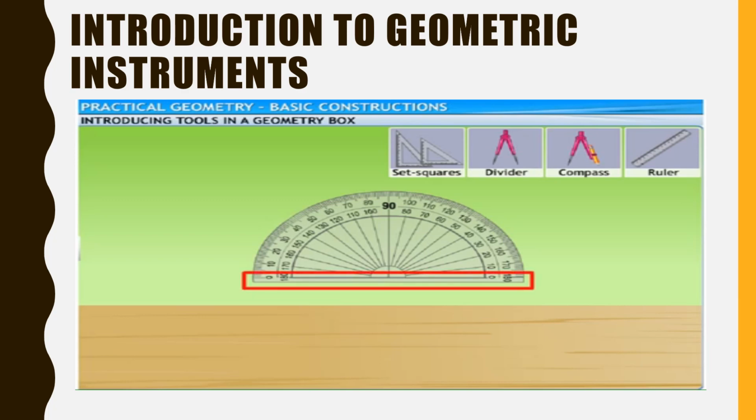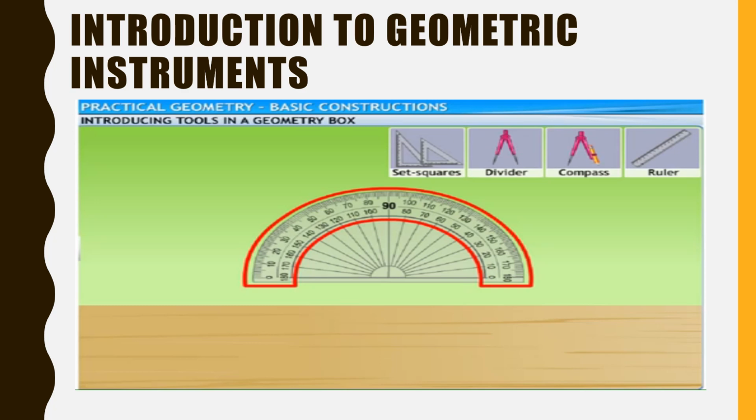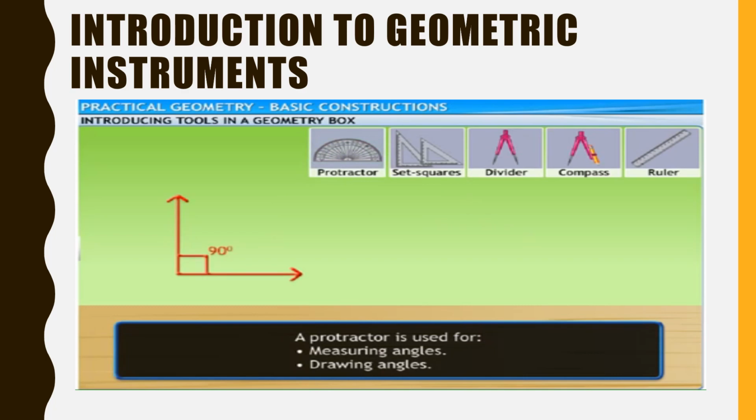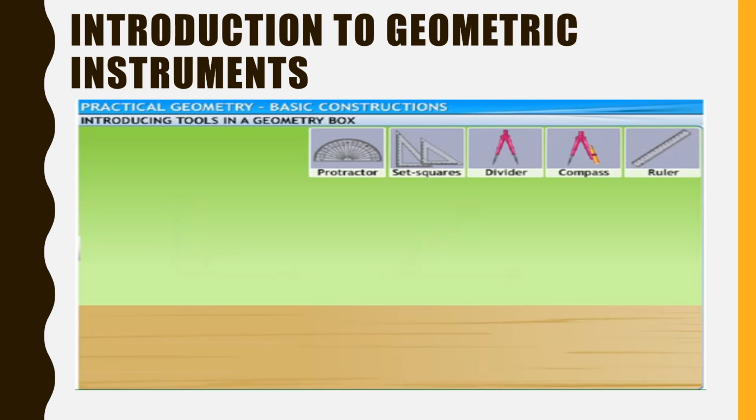The horizontal line is called the straight edge or baseline of the protractor. The curved edge of the protractor is divided into 180 equal parts. Each part is equal to 1 degree. The parts are marked from 0 degree to 180 degrees in both the directions. A protractor is used to measure and draw angles varying from 0 degree to 180 degrees.